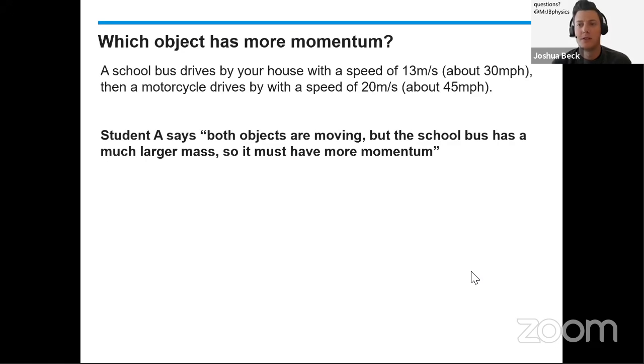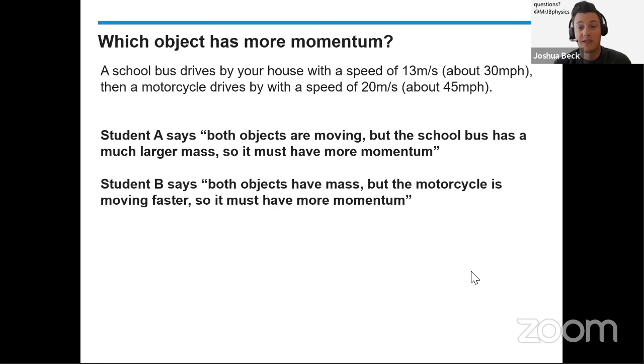So I want you to look at these two statements coming up. Student A says, hey, both objects are moving, but the school bus has a much larger mass, so it must have more momentum. Okay. I hear you. Student B says, well, both objects have mass, but the motorcycle is moving faster, so it must have more momentum. Interesting. So student A is assessing the mass of these two objects, and student B is assessing the velocity or the speed of these two objects. So what would you say?